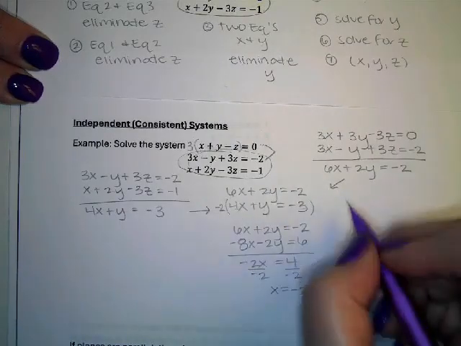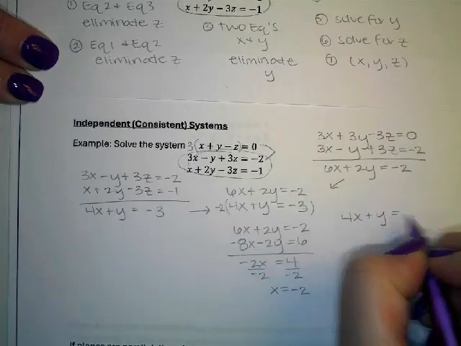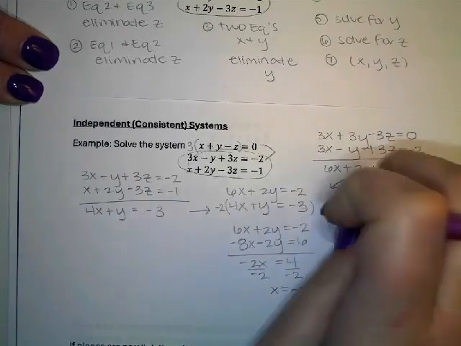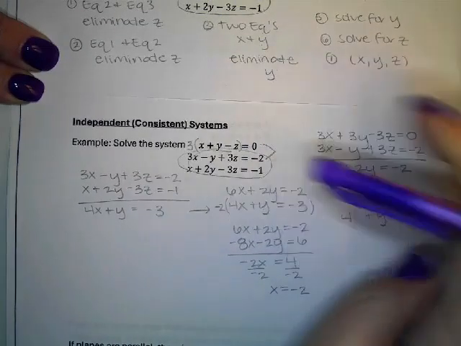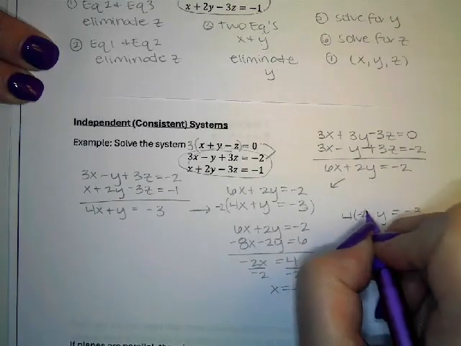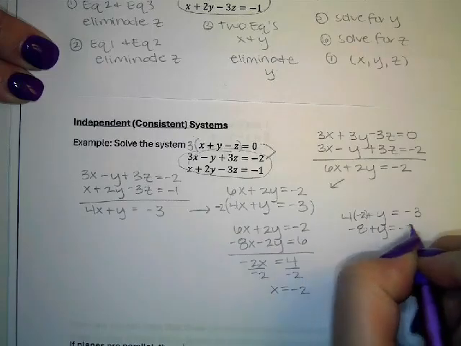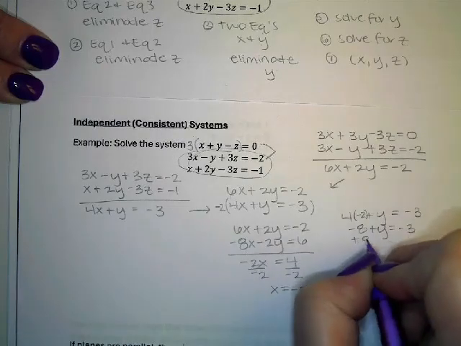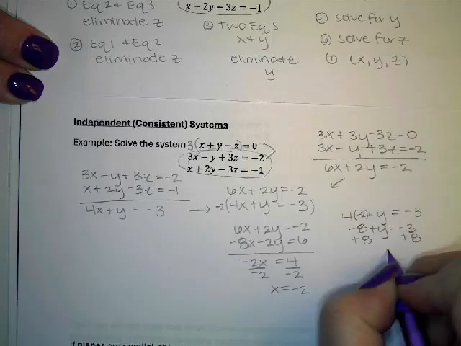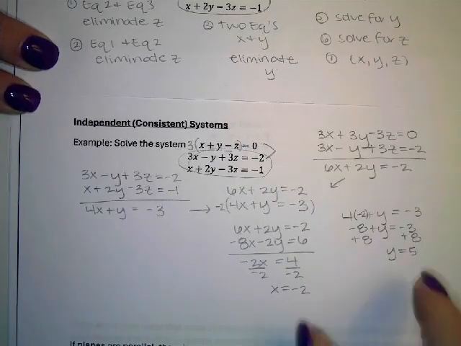So 4x plus y equals negative 3, and my x was negative 2. So negative 8 plus y equals negative 3. So y is 5.